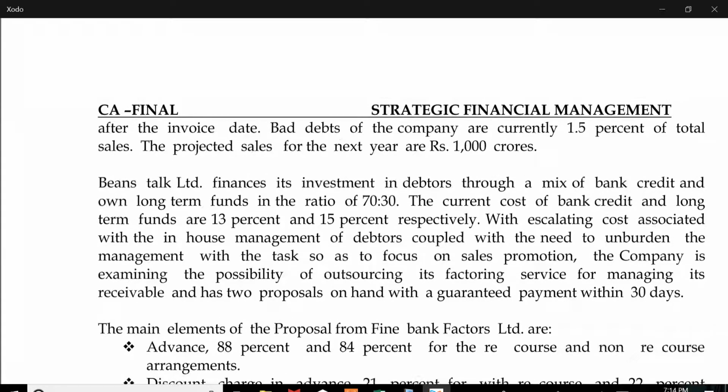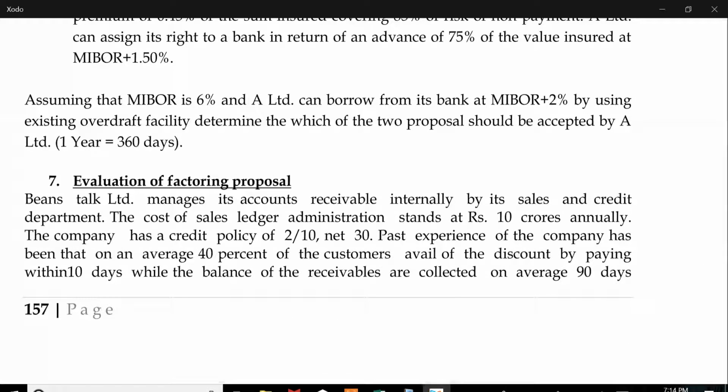Okay, now let's discuss this. Today, the administration cost for the company is some 10 crores. They have a policy of 2/10 net 30. What is 2/10 net 30? You get a discount of 2% if you make the payment in 10 days. Otherwise, you need to make the payment in 30 days. That's the policy. 2/10 net 30.